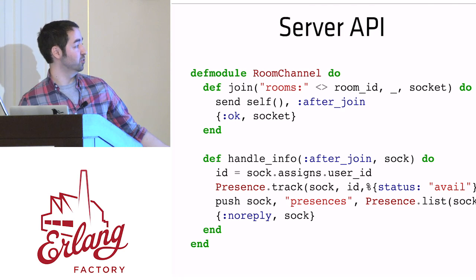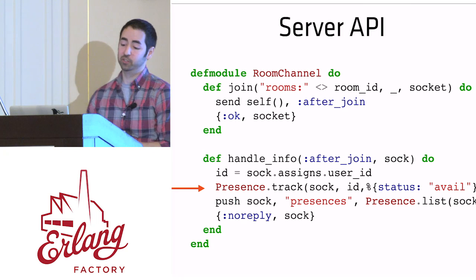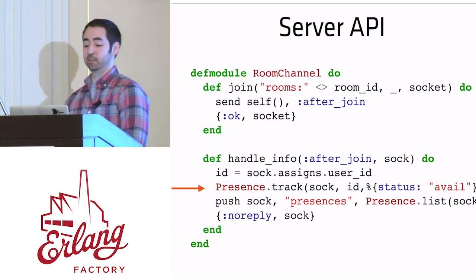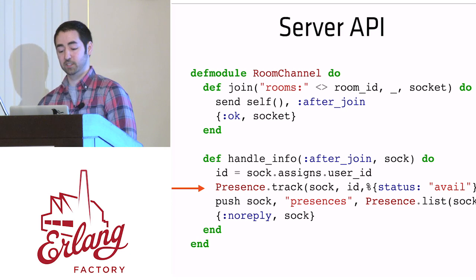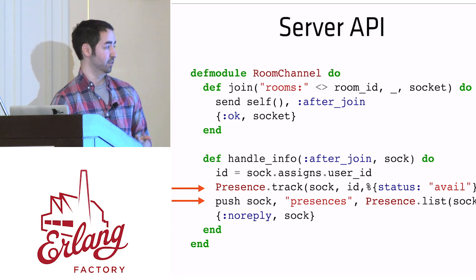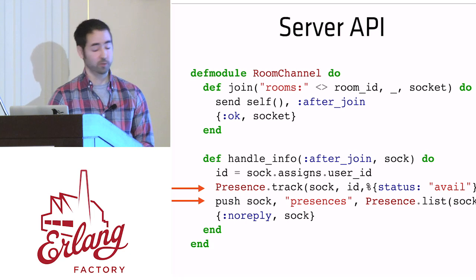After you join a channel, you can just say presence track. That's going to register your presence and start replicating that data on the cluster. And then to list the presences, you can say presence list, and that's going to keep track of unique presences even for the same user.